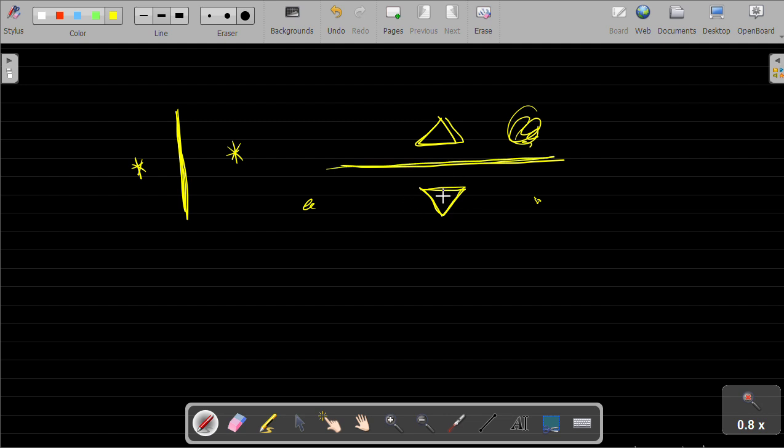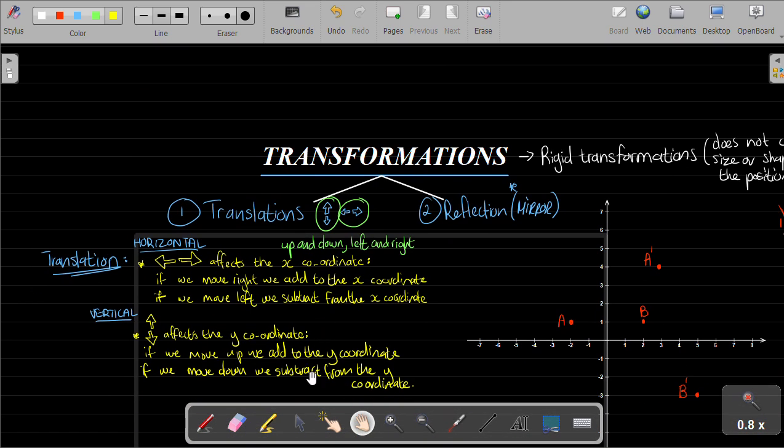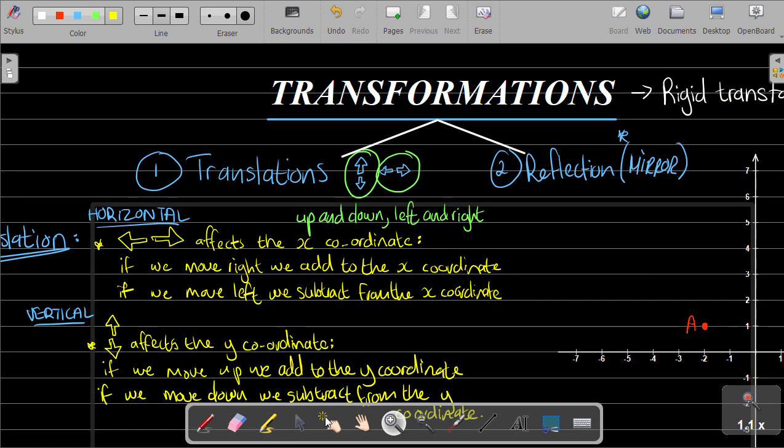I'm going to show you exactly how the examiner or educators expect you to reflect and in which specific lines they will ask you to reflect in. So let's jump right in, guys. We're first going to deal with translations.